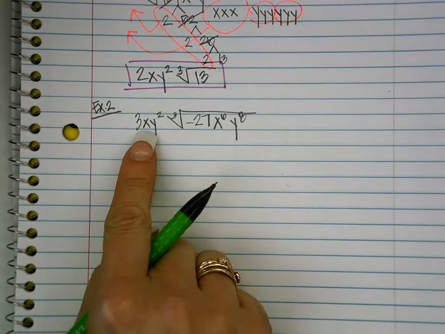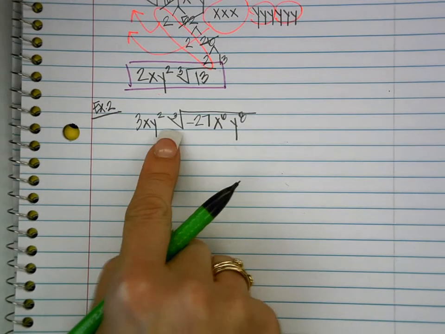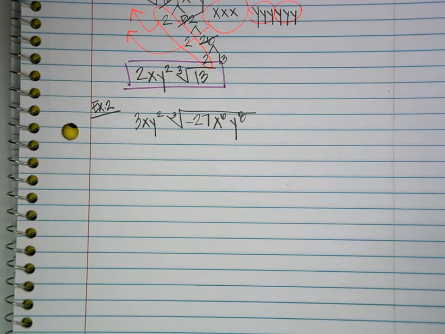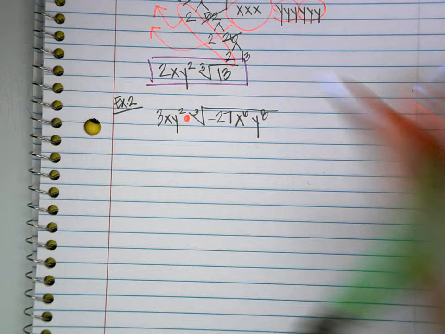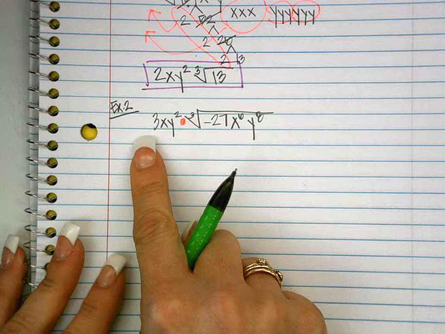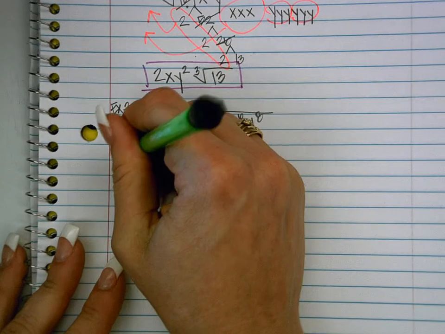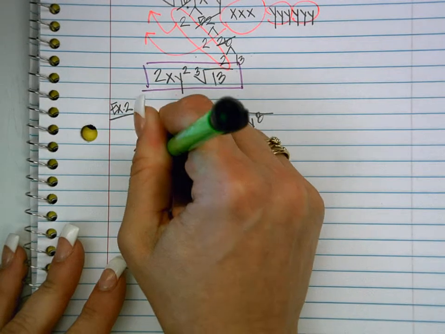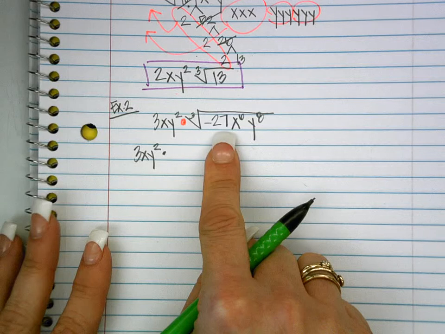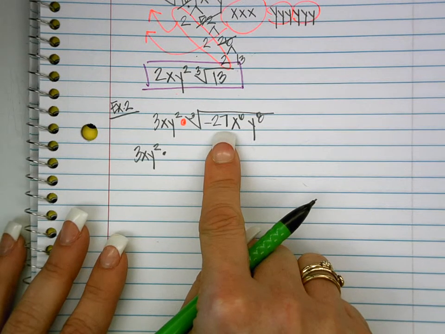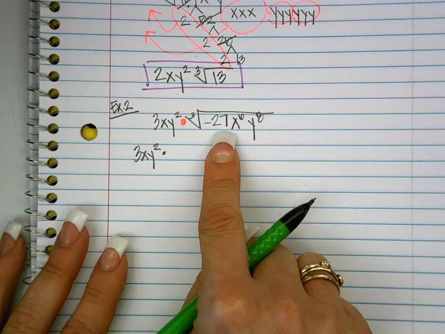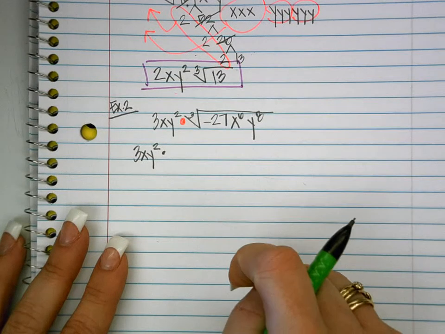First off, how is this 3xy squared attached to the cube root? By add, subtract, multiply, or divide? Multiplication. So that means anything that comes out from here is going to multiply. We know that 3xy squared is going to be multiplying with anything that comes out of here. What can I take out of here?